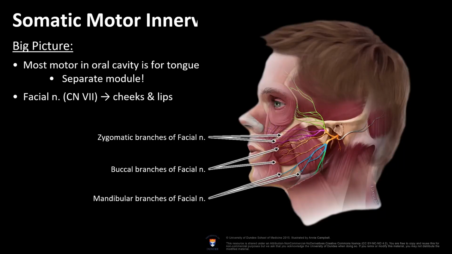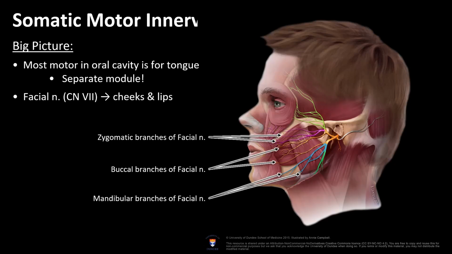The big picture for somatic motor innervation isn't much more complicated. Most motor innervation for this region is heading for the tongue, and we're going to address that in its own learning objective. So for this one, we're just going to leave that as a blank. The remaining motor innervation is headed to the cheeks and the lips. And the muscles in these regions are all considered to be muscles of facial expression.